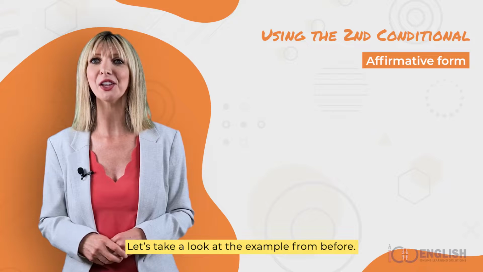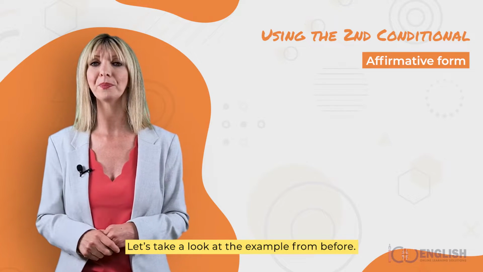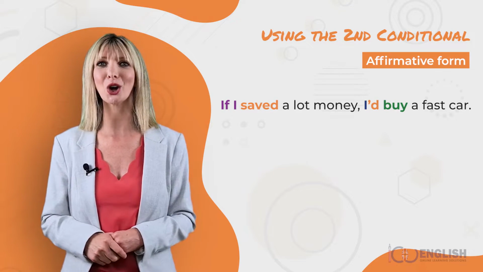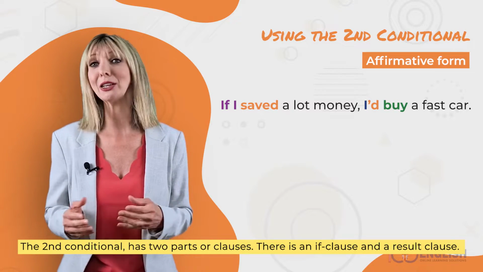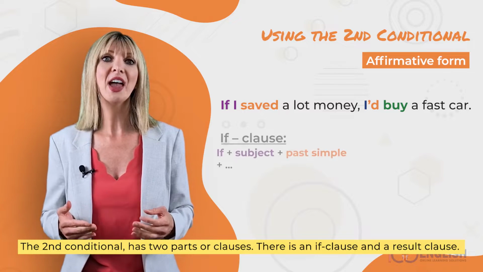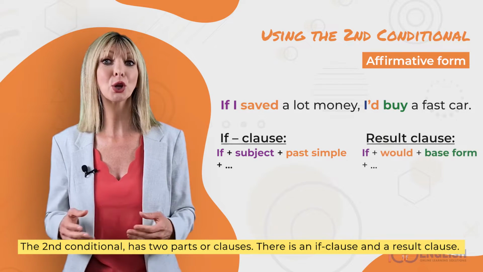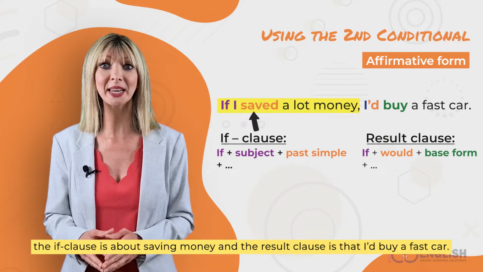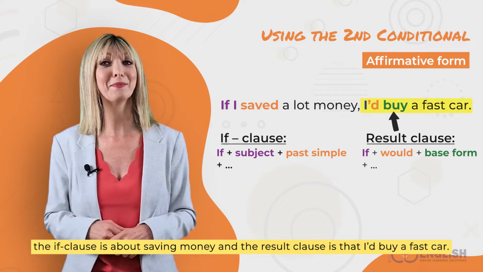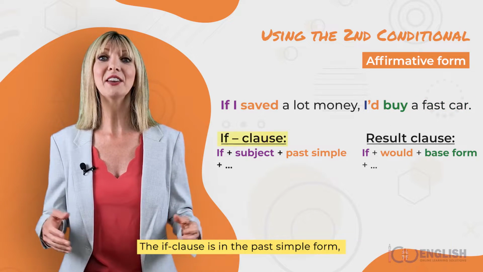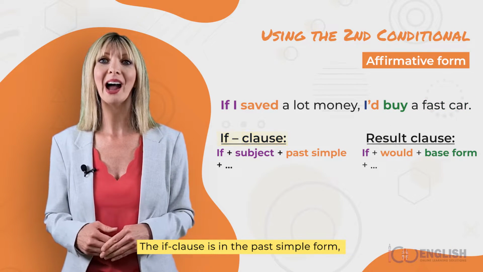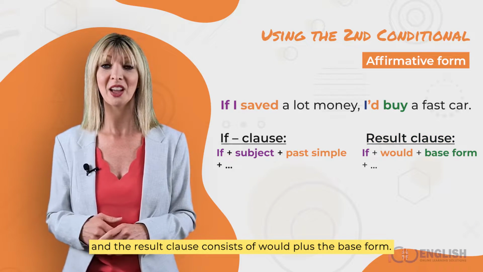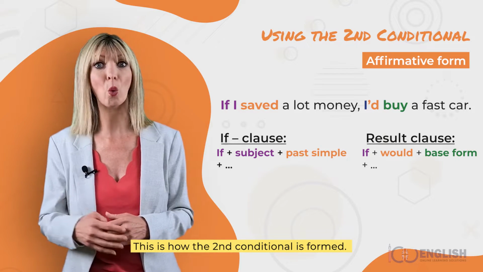Let's take a look at the example from before. If I saved a lot of money, I'd buy a fast car. The second conditional has two parts or clauses. There is an if clause and a result clause. In this example, the if clause is about saving money and the result clause is that I'd buy a fast car. The if clause is in the past simple form and the result clause consists of would plus the base form. This is how the second conditional is formed.